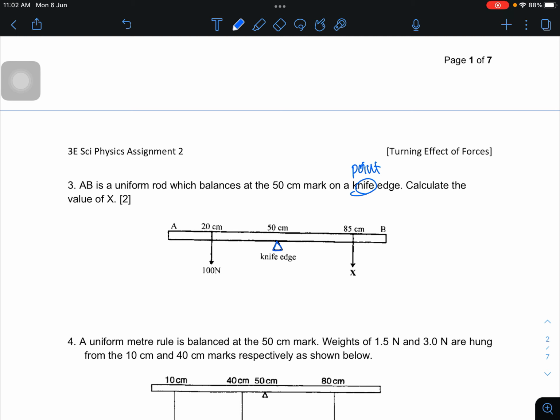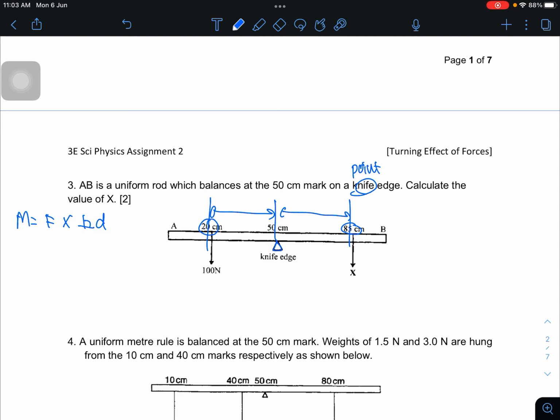One thing that I want to bring up in this question is do not take the values given to you directly. You need to know that to calculate moment, we are always talking about what? Moment is equal to force times perpendicular distance. So we're talking about the difference, because the 20 cm and 85 cm are telling you the position, at that exact position. They're not giving you the distance. So to find the distance, we need to make sure we subtract. So calculate the value of x.